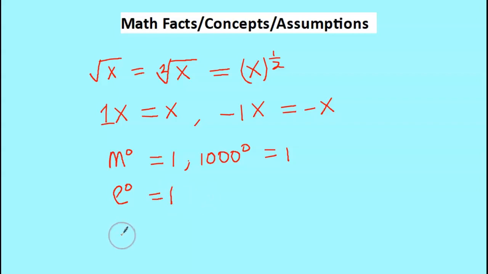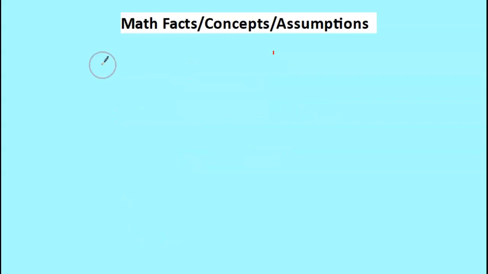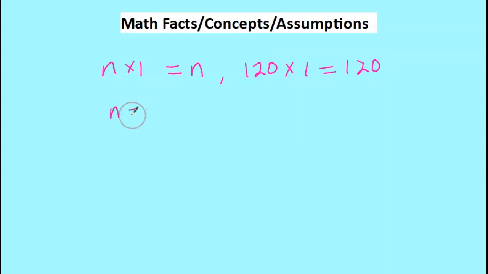And then we have the natural log of e. It's also 1. We need to know that as we get into our logs. We need to know that any number times 1 is the same as that number. So 120 times 1 is the same as 120. If we have n, we have to know that it's the same as n over 1. We don't write it. We assume that every number is divided by 1.